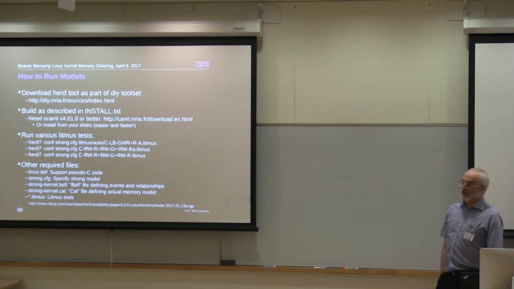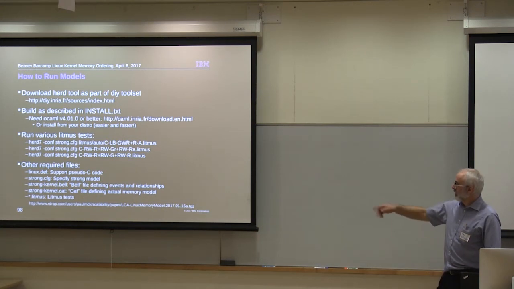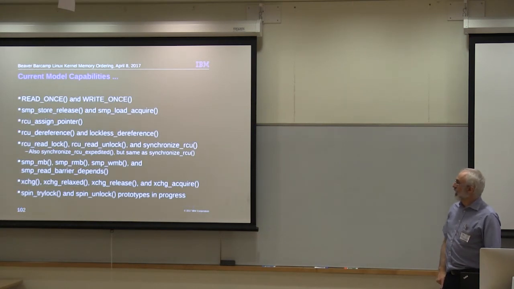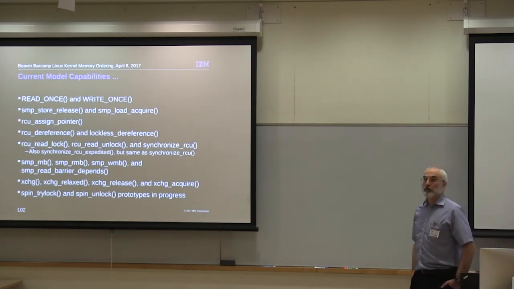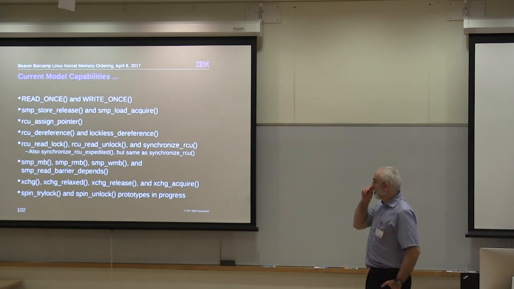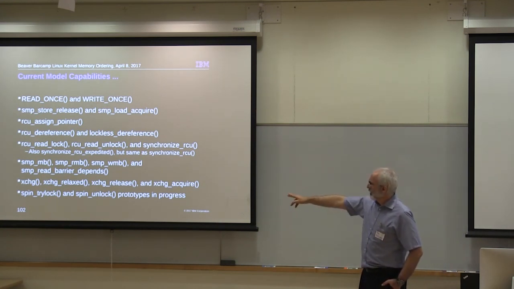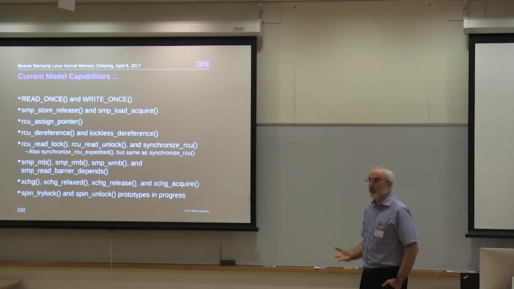Right now, if you want to, you can download these models and run them. The stuff's freely available. You have to get OCaml, which is a little bit strange, but that's what they like using, so that's what we have. There are litmus tests available as well. These are things the language can currently do. And we have trylock and spinlock prototypes. Basically, just implement in terms of exchange.